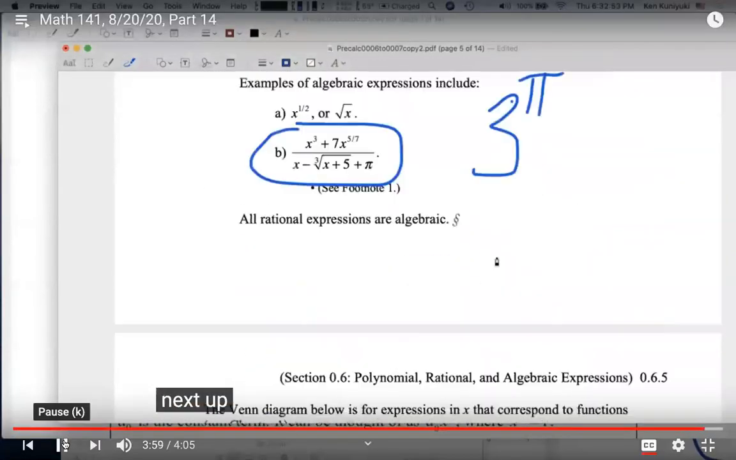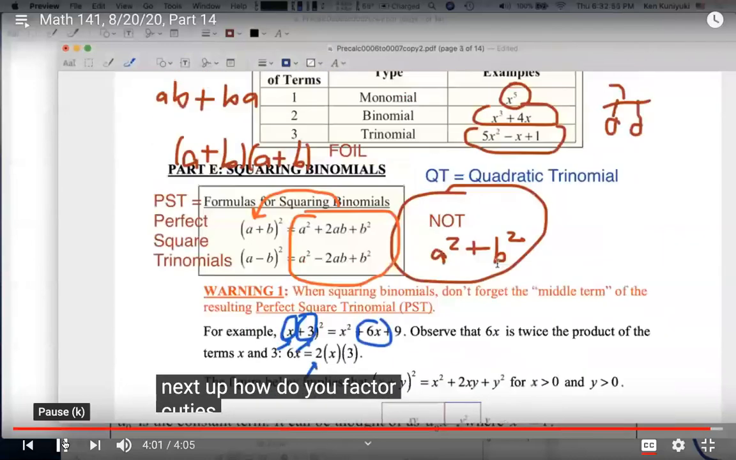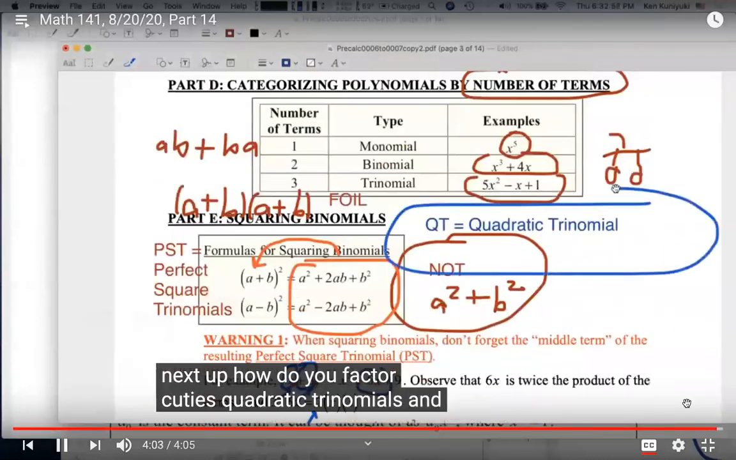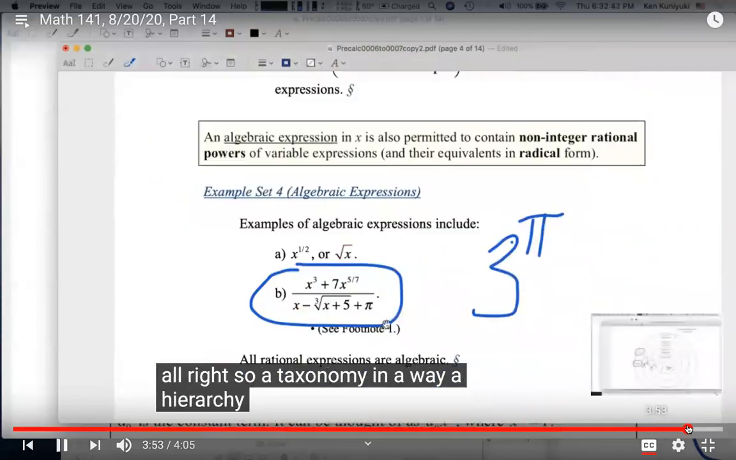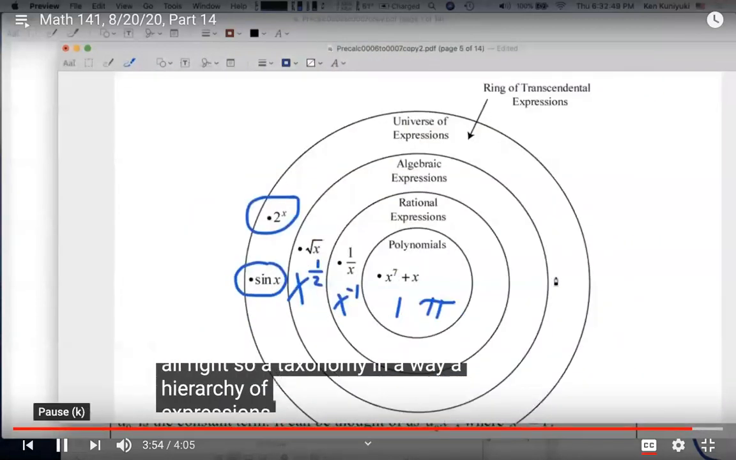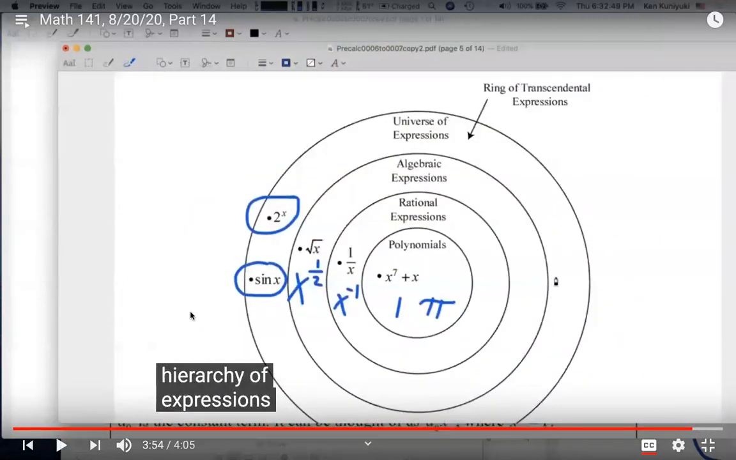Next up, how do you factor QDs, quadratic trinomials, and more? All right, so let's go to that hierarchy. Any questions about that hierarchy? It's not like the integers, rational numbers, right?